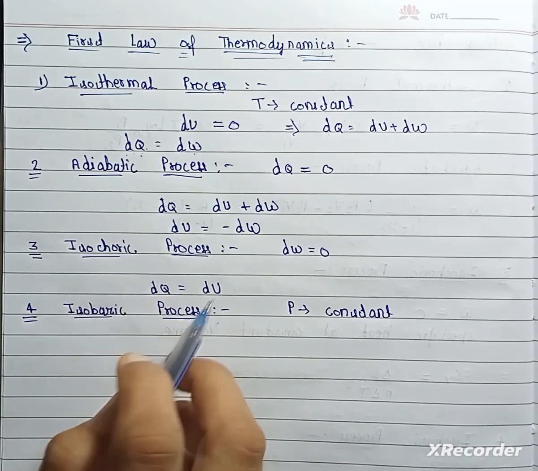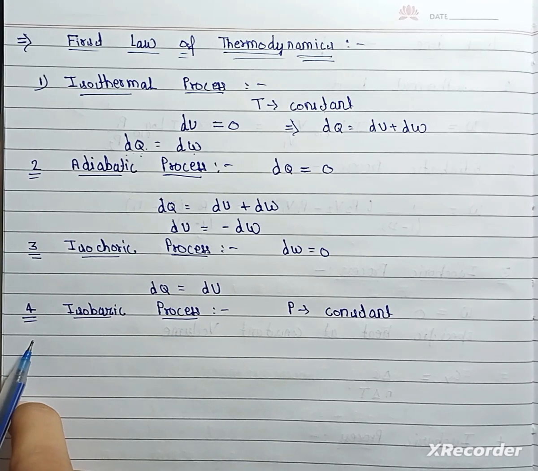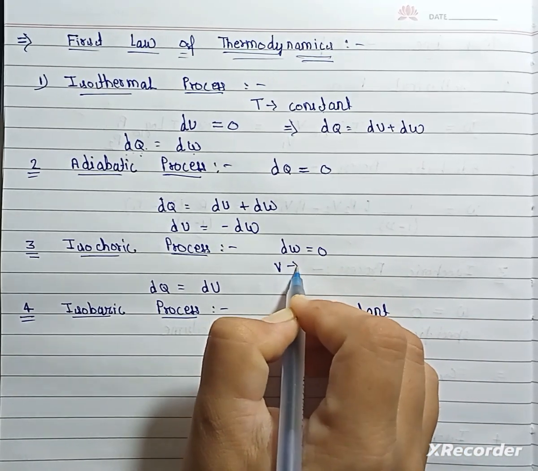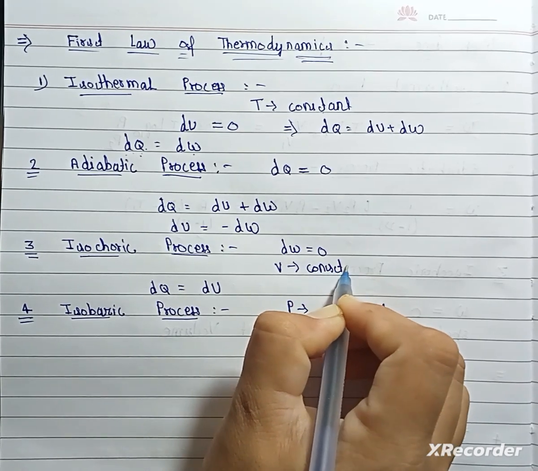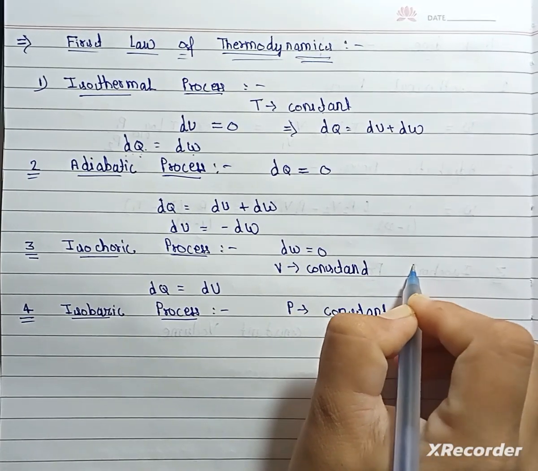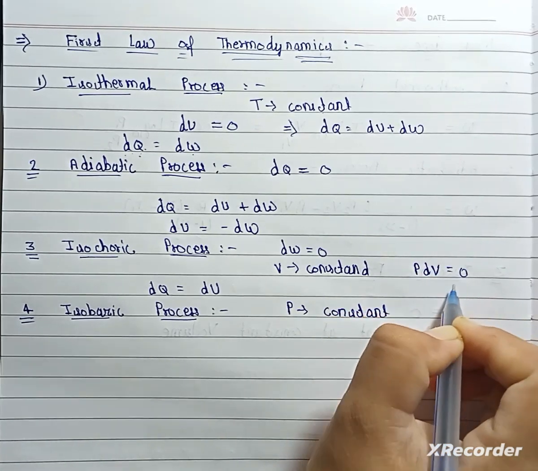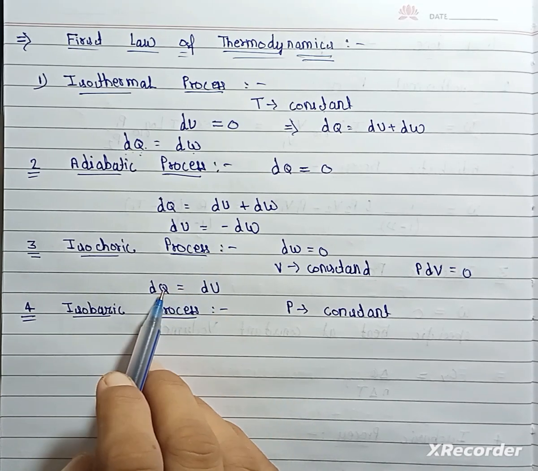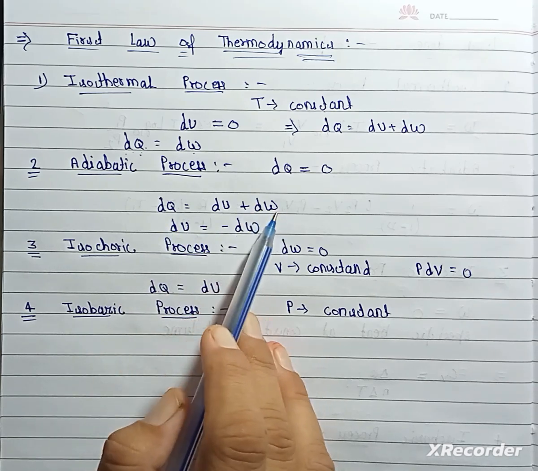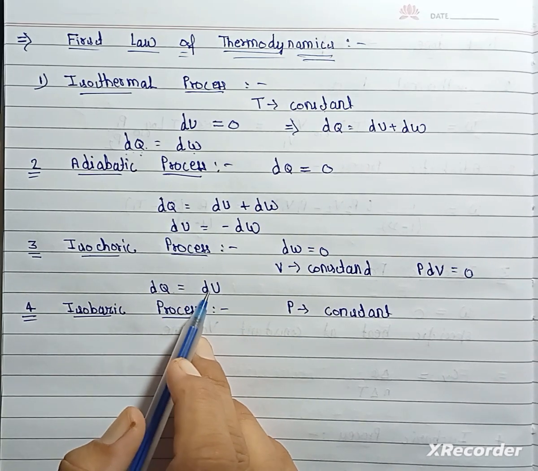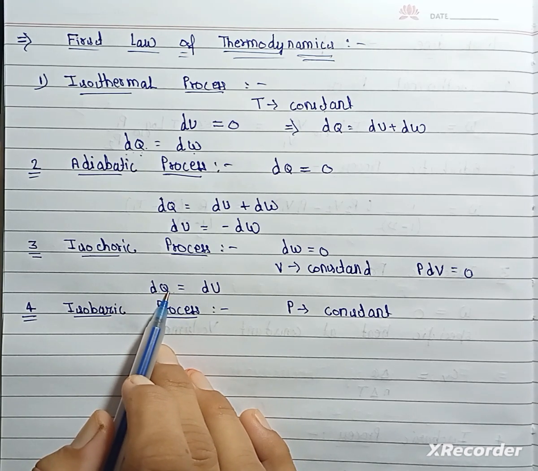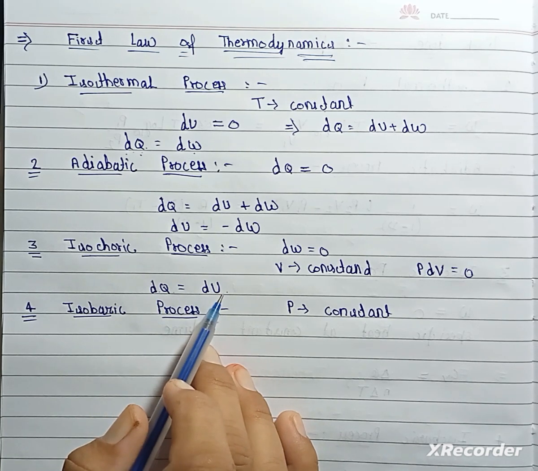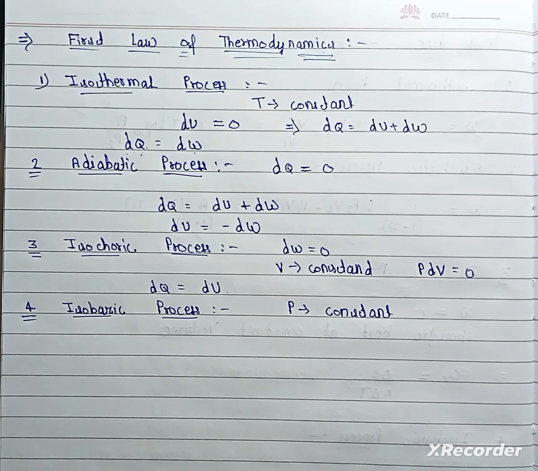Third is the isochoric process. In an isochoric process, volume is constant. So from here V is constant. So work done, P dV, equal to zero. So work done is zero. From the first law of thermodynamics we can write dQ equal to dU, since dW is zero. So if heat is absorbed by a system at constant volume, internal energy increases, and vice versa is also true.